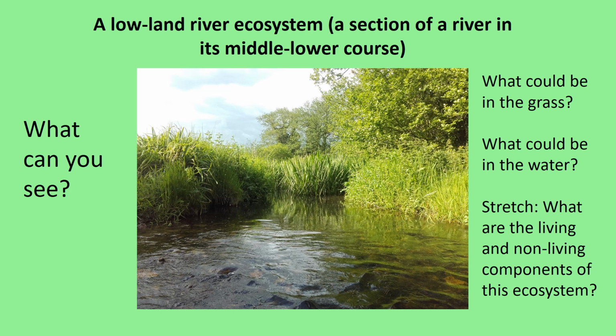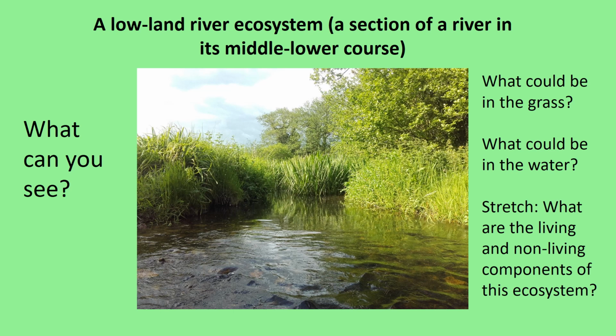Okay, so this is an example of a lowland river ecosystem in the UK. So the middle to lower course of a river. If you think back to your rivers topic from either year 7 or 8, the middle to lower course, the landscape is relatively flat around the river usually. So what can you see in this picture? What could be in the grass? What could be in the water? I want you to take a minute to think about those questions around that picture.